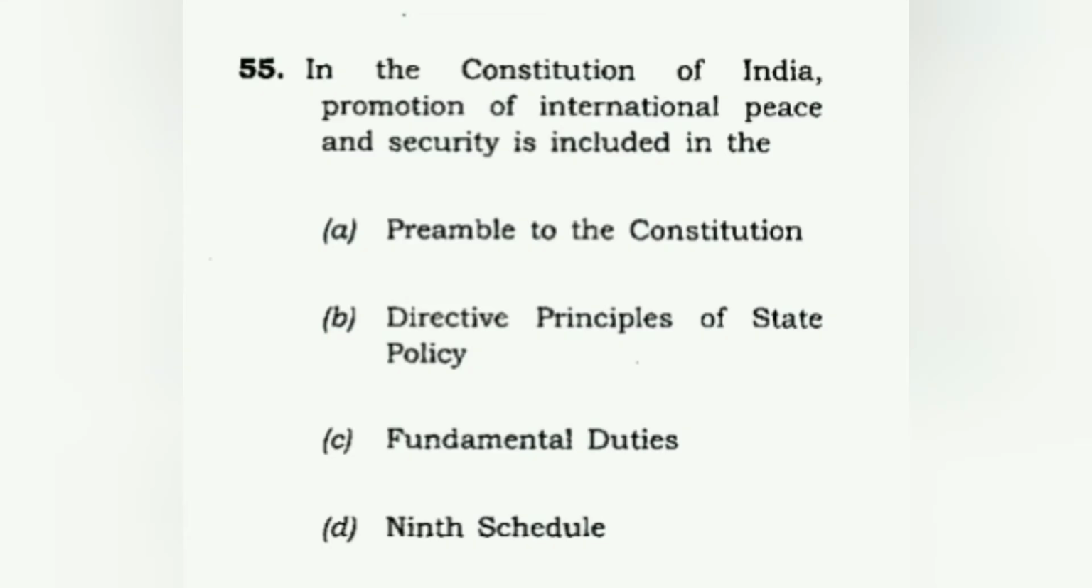It says, in the Constitution of India, promotion of international peace and security is included in the... See, this is a very, very simple question, because you just have to use your mind if you do not know the correct answer. Because if you are asked about the preamble to the Constitution, we already know what the preamble talks about. So the international thing is nothing that the preamble is talking about. The preamble is talking more about us, more about India and its constitution. So this is not the correct answer.